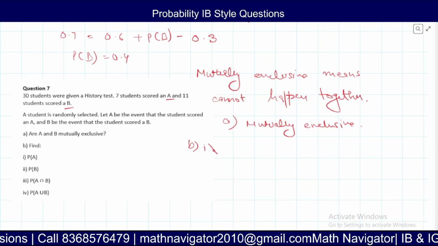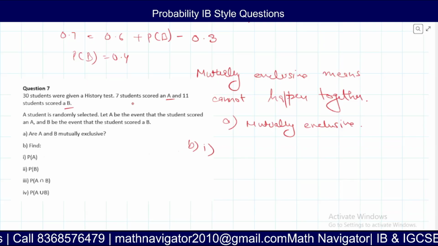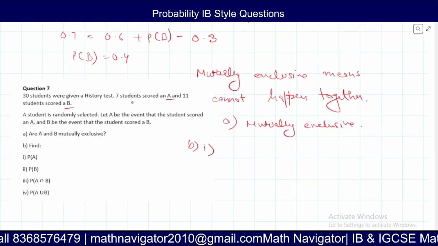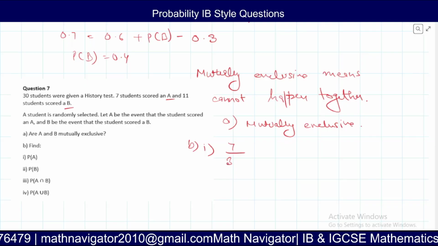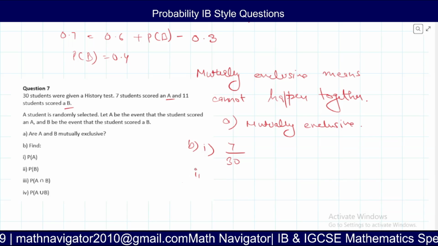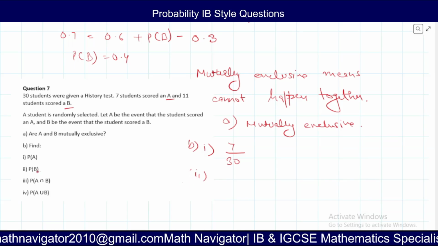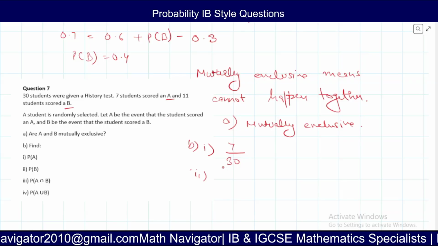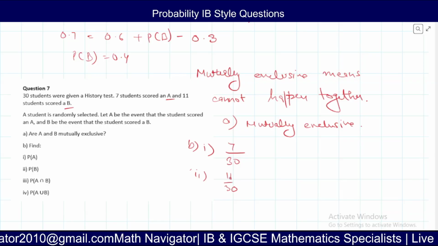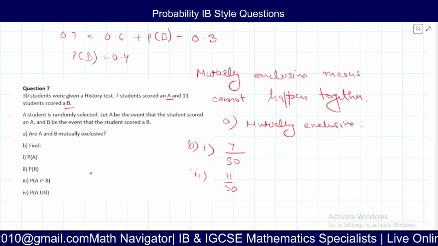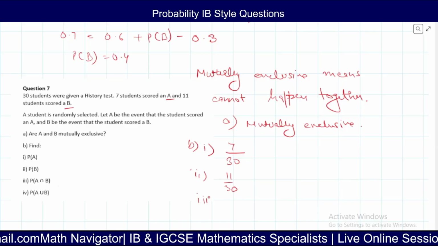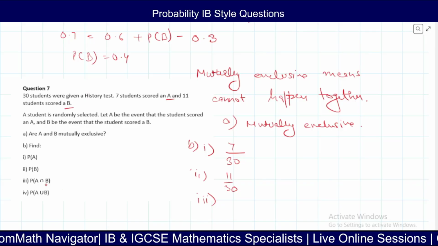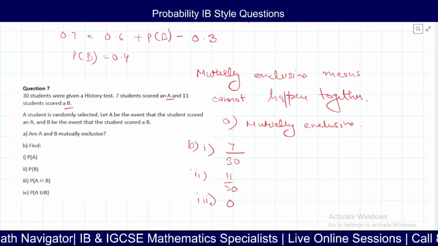B first. Find probability of A. How many students have scored A? 7. And how many are total? 30. So 7 over 30 is my answer. Probability of B is 11 over 30 because 11 students have scored B. Now comes the third. Probability of A and B is obviously 0, right?